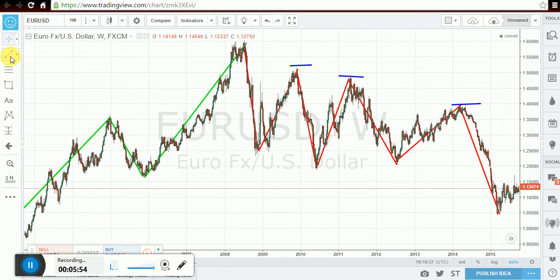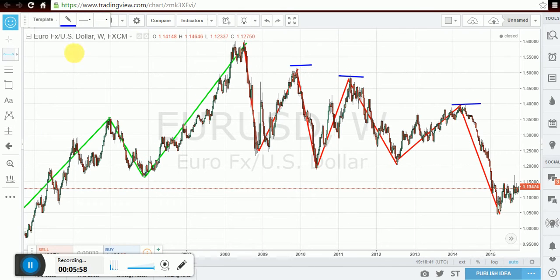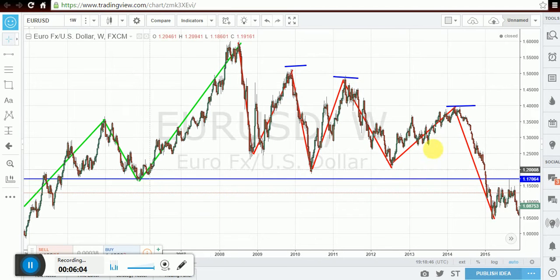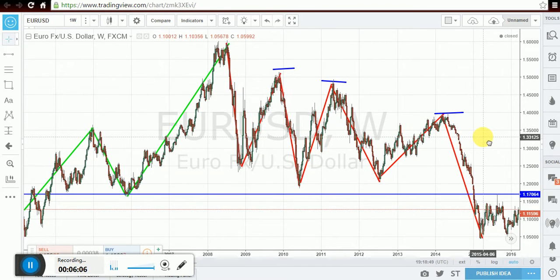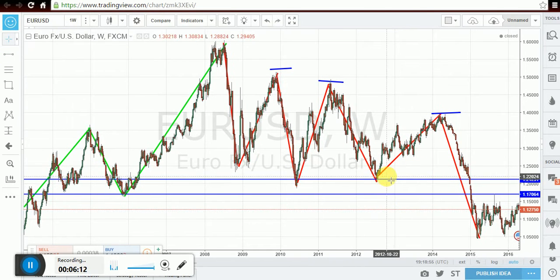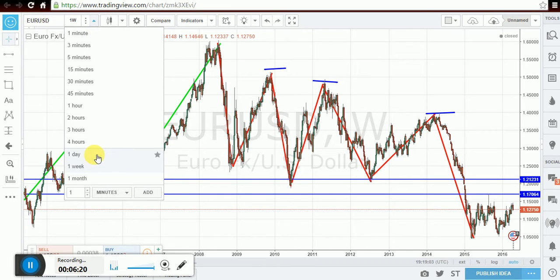So I'm going to bring in my horizontal line. This is the previous structure that confirmed the bearish trend. I'm going to put a line there to mark where the market formed the double bottom, and that's another structure place. So I'm going to drop this down to the daily time frame.